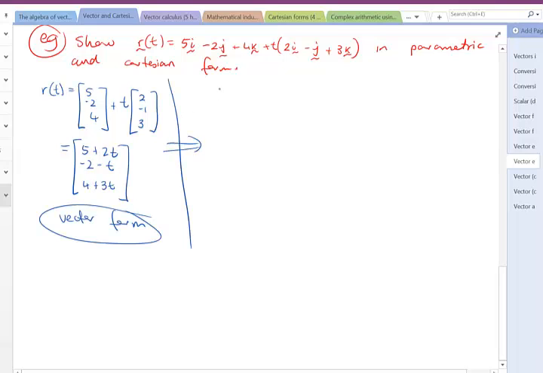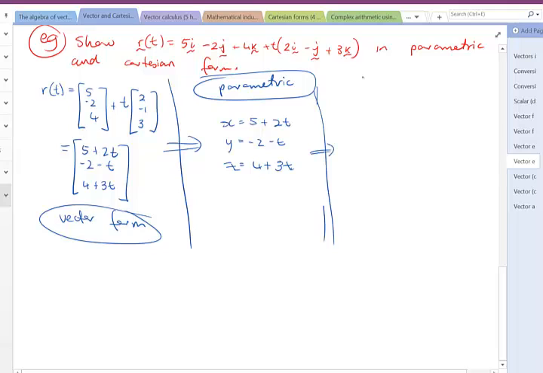Okay, so as we convert them into parametric equations, we get x is equal to 5 plus 2t, y is equal to -2 take t, and z is equal to 4 plus 3t. Okay, so then into Cartesian form, isolating t with respect to x, we get t is equal to x subtract 5 on 2. Isolating t with respect to y, we get t is equal to -2 take y. And isolating t with respect to z, we get z subtract 4 on 3.